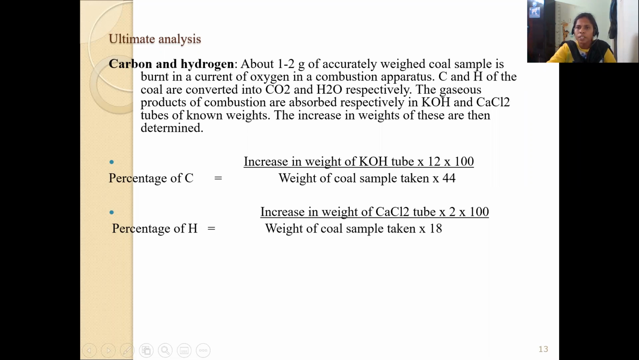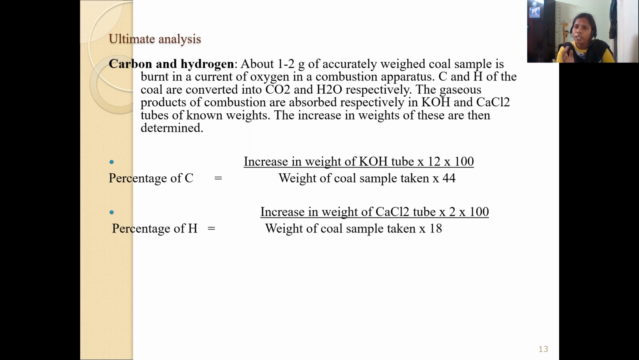Very good afternoon, students. The next topic is ultimate analysis. In the previous session, we have seen the proximate analysis of coal. And the next type of analysis is elemental analysis, or the ultimate analysis.